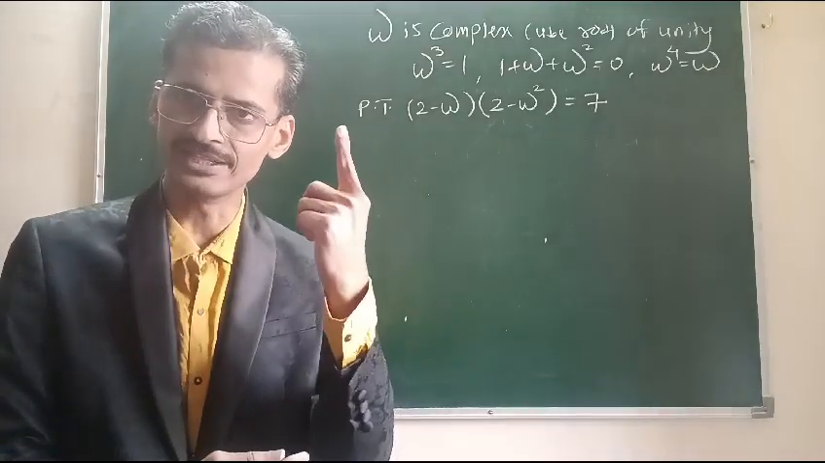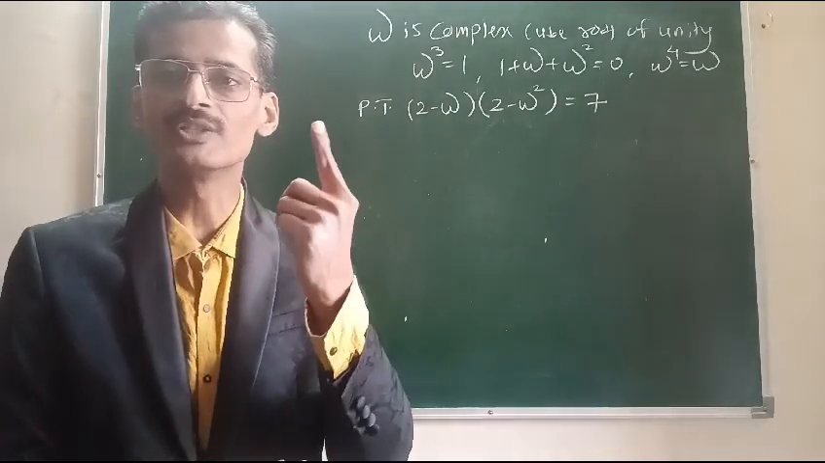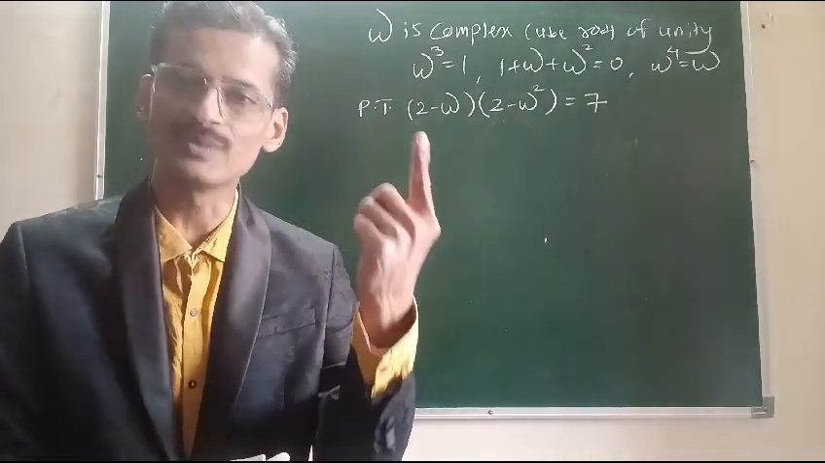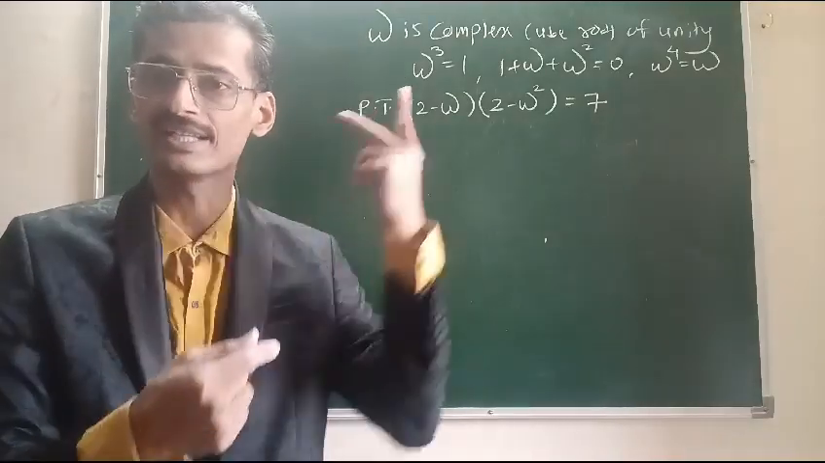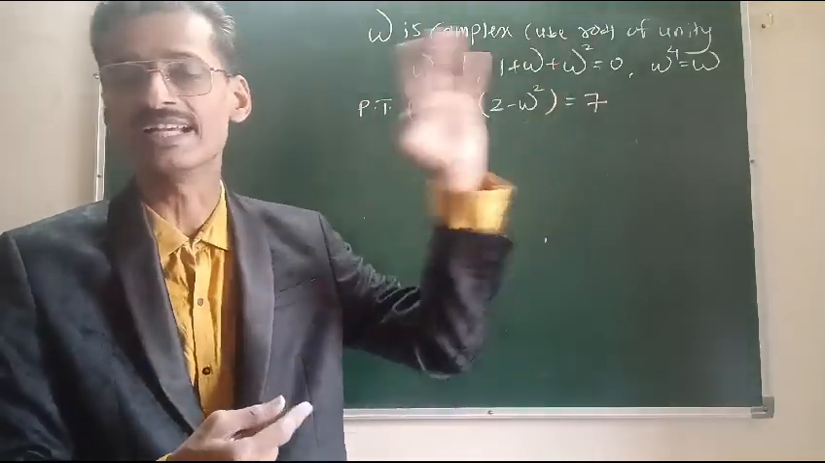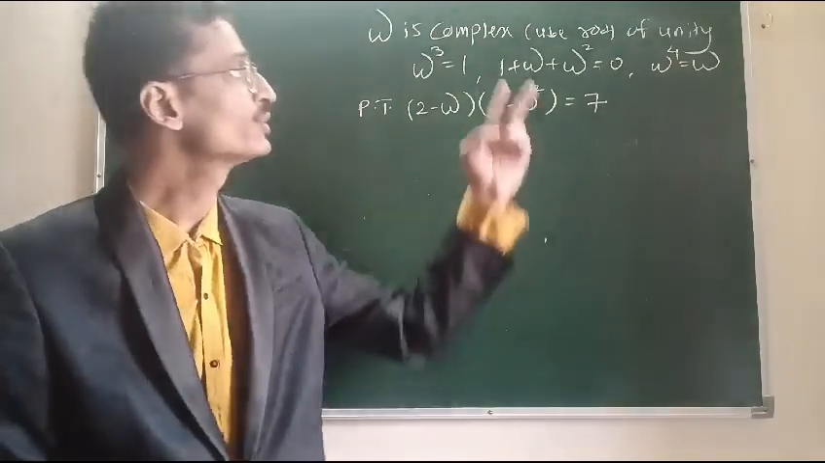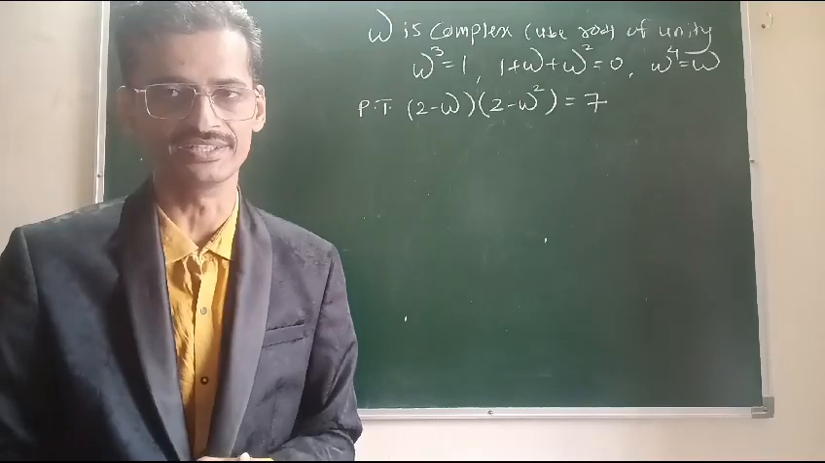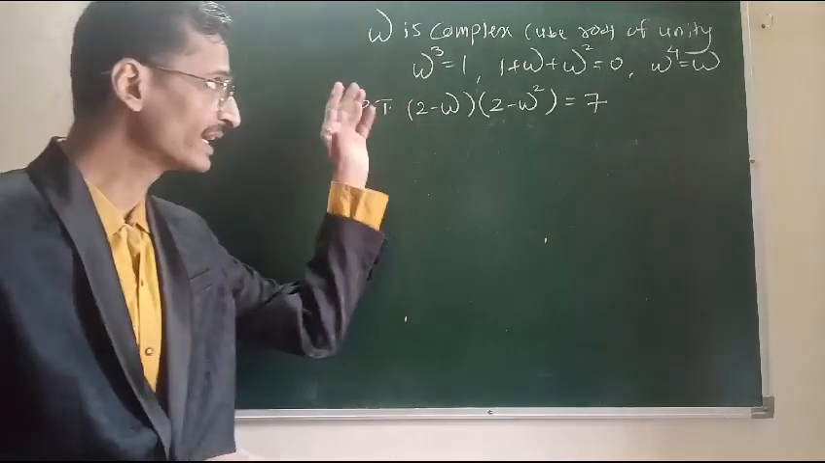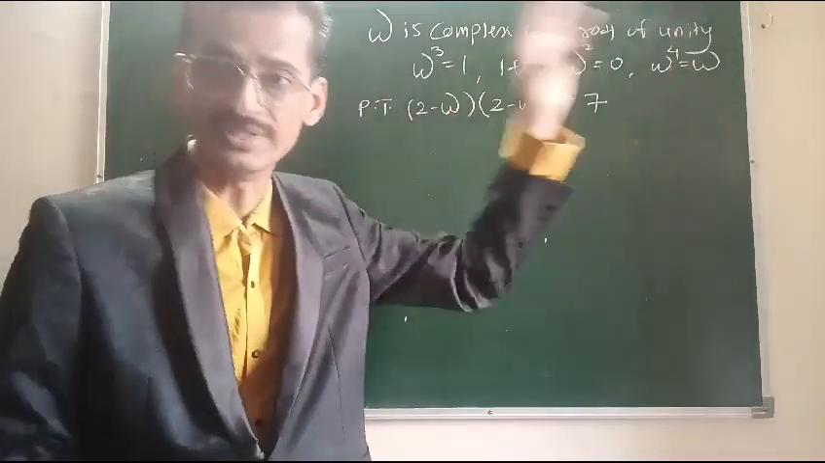Same for 1, that is unity. 1 cube root is what? 1, because 1 cube is 1. And the remaining 2 are complex numbers, which we write omega, and the third we write as omega square. So these 2 are complex numbers and these are the cube roots of unity. Okay, so now omega is complex cube root of unity.